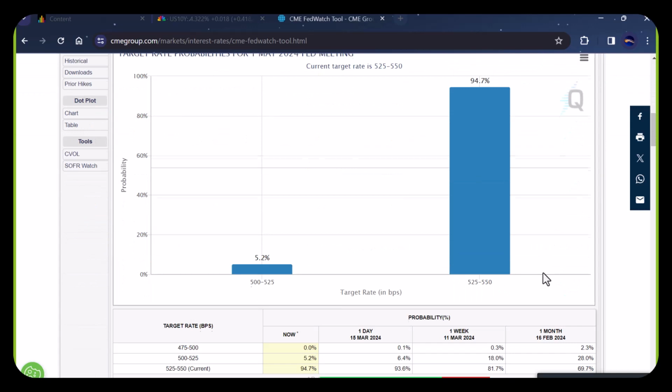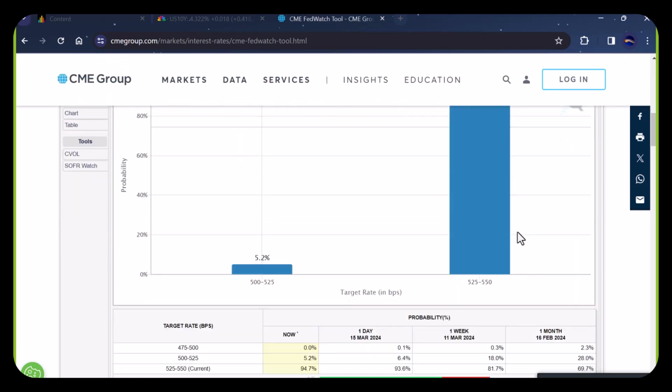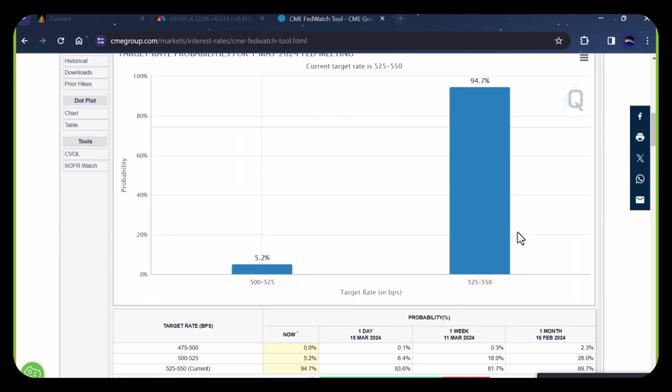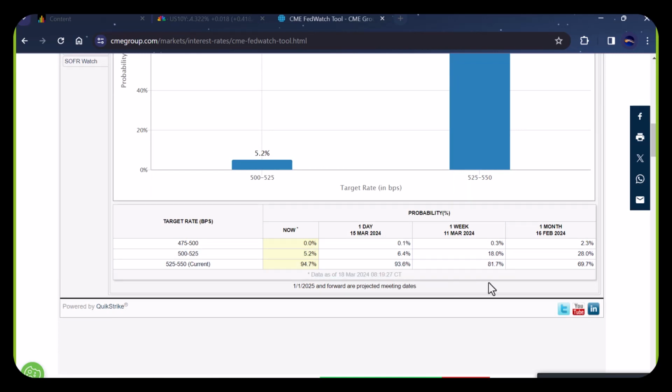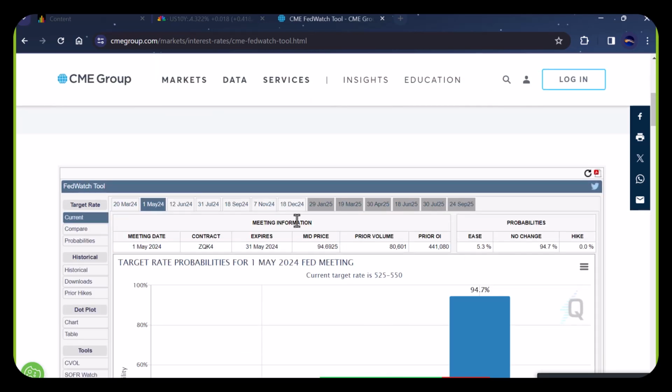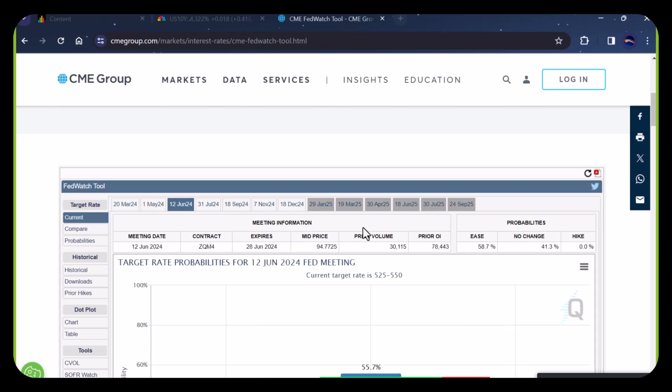Again, it's with 94% probability it's going to stay the same. A month ago, that probability of a rate cut was about 18%, actually 28%. It's down to nothing right now. Let's look at June.